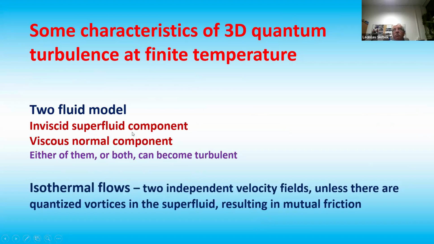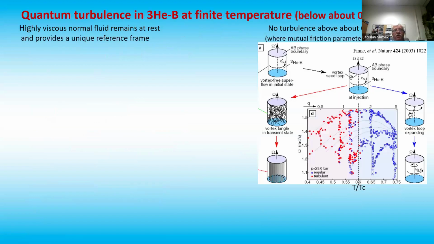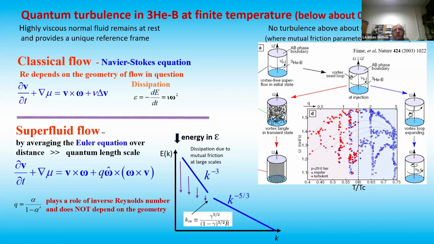Now maybe I can mention a few characteristics of 3D quantum turbulence at finite temperature. I don't have much time, but the first is quantum turbulence in superfluid helium-3B at finite temperature, where the normal fluid is so viscous that it doesn't move, and it serves as a background. So there, everything is slightly different. For classical flow, you describe everything using the Navier-Stokes equation. In this case, the superfluid flow is described by a different equation, which you obtain from the Euler equation by coarse graining it over a distance much larger than the quantum length scale.